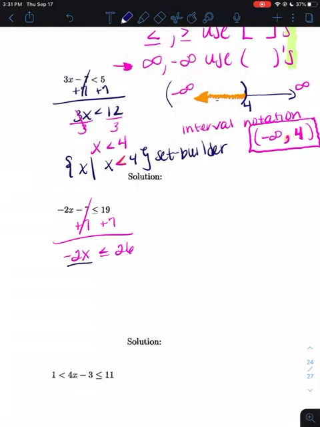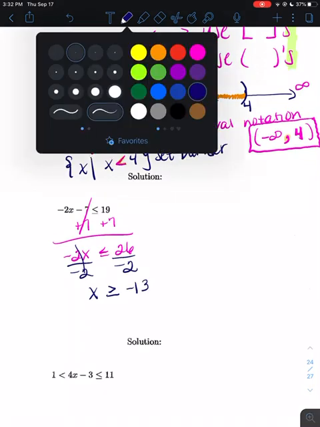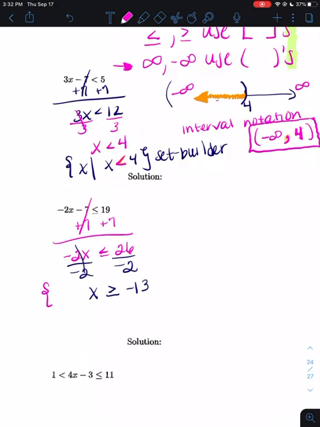Then I'm going to come back and divide both sides. In this case, I have to divide both sides by negative 2. Because I'm dividing by a negative 2, my symbol needs to flip and turn, and it becomes a greater than or equal to symbol. All right, so 26 divided by negative 2 is negative 13. If I put all my little fancy stuff around it, which you don't have to, this is your set builder notation.